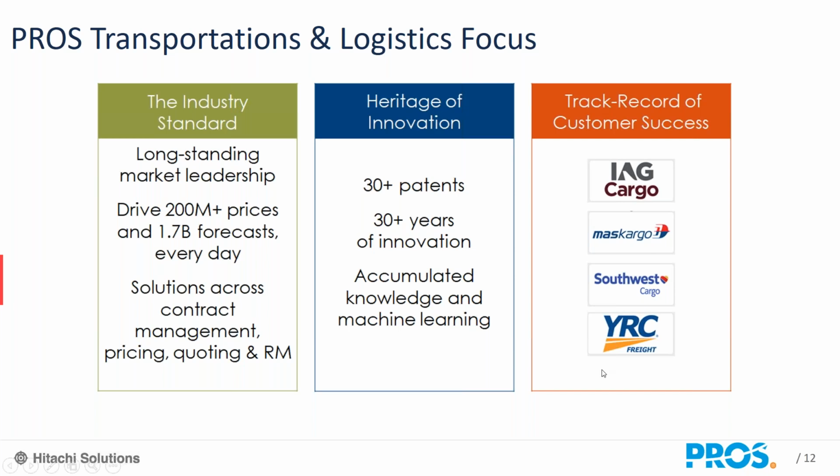On the right-hand side, these are just some of the logos that we have represented in our transportation and logistics focus. IG Cargo and Mass Cargo are two of our customers today. So we have customers in revenue management on the cargo side. Think about how on the passenger side, PROS determines when to open and close fare classes for all of our passengers buying those tickets. Well, it gets even more complicated when you're talking about cargo revenue management. We're trying to figure out, with the available capacity that's left after all of our passengers have boarded and all their luggage has been loaded on the plane, what's that remaining capacity?